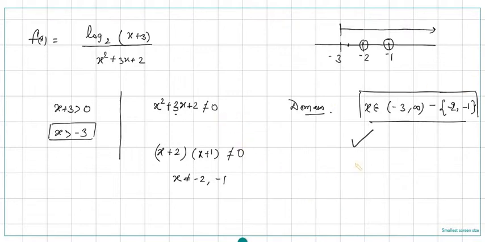Okay. Now let's understand how do we find the range.